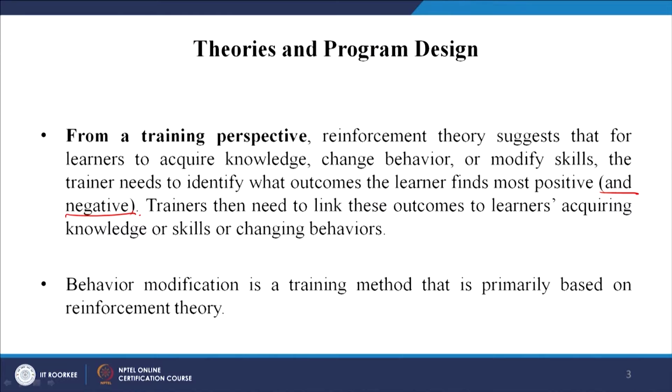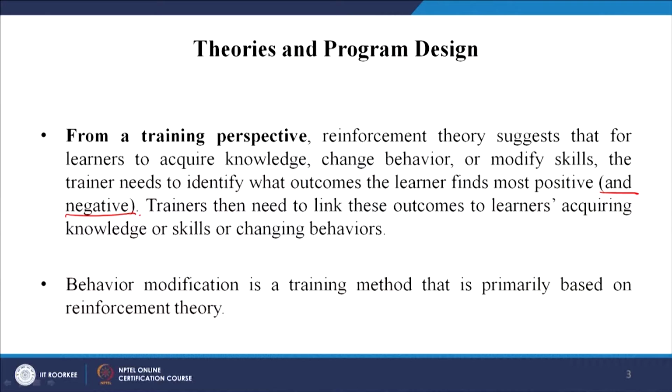Trainers then need to link these outcomes to learners acquiring knowledge or skills or changing behaviors. But as we understand, the personality of the trainee, the personality of the trainer, the situation, work environment, legislation, all the factors have to be integrated, and finally there will be the outcome. It does not depend only on the trainee or only on the trainer, but also on the environment, on the legislation, and on many other factors.